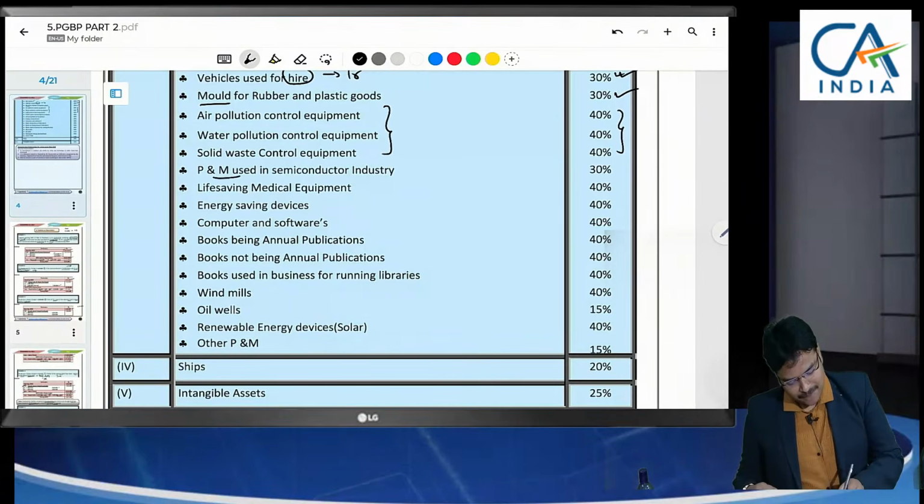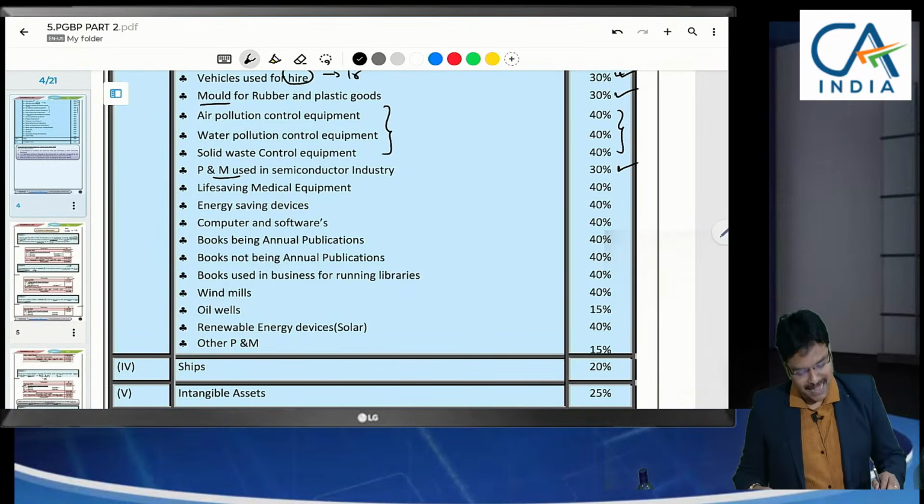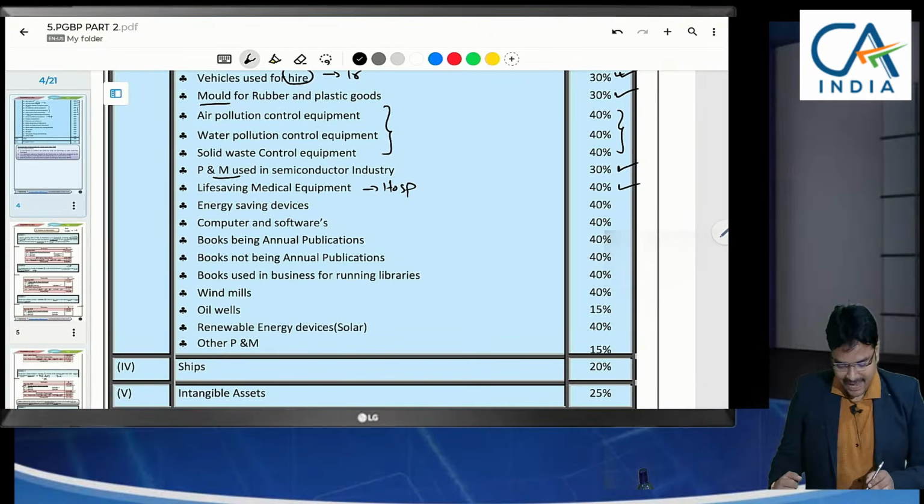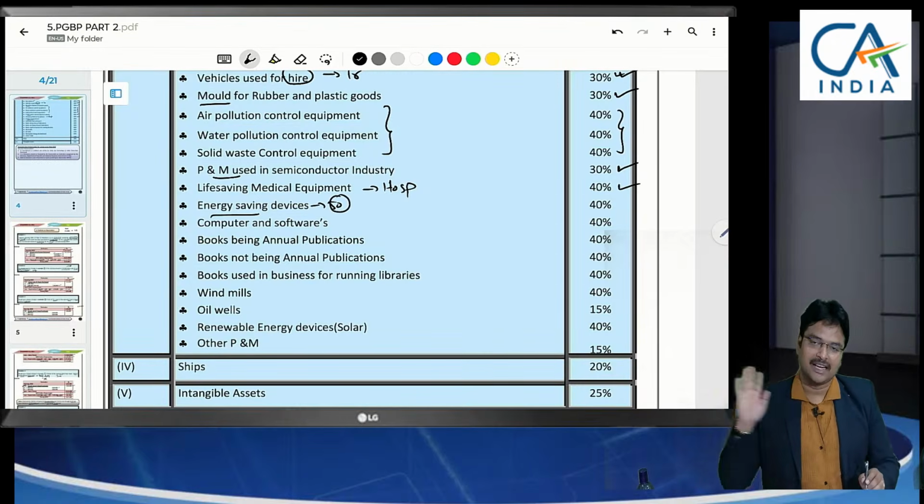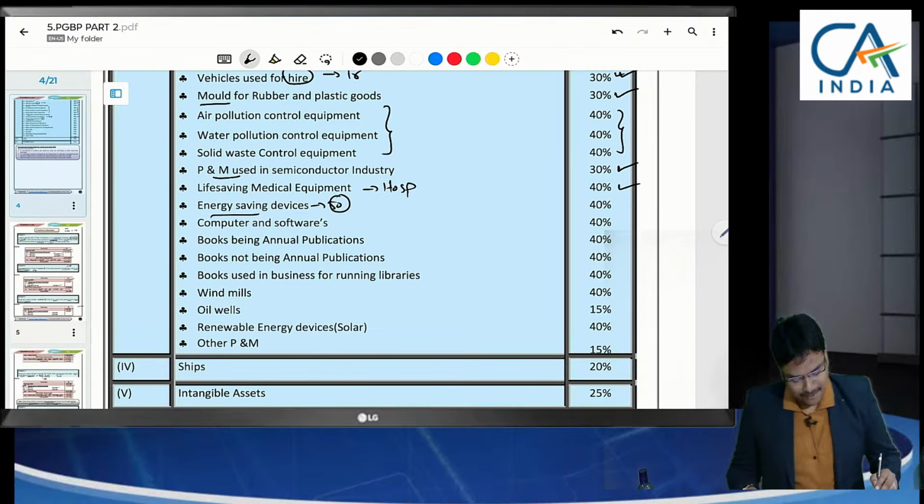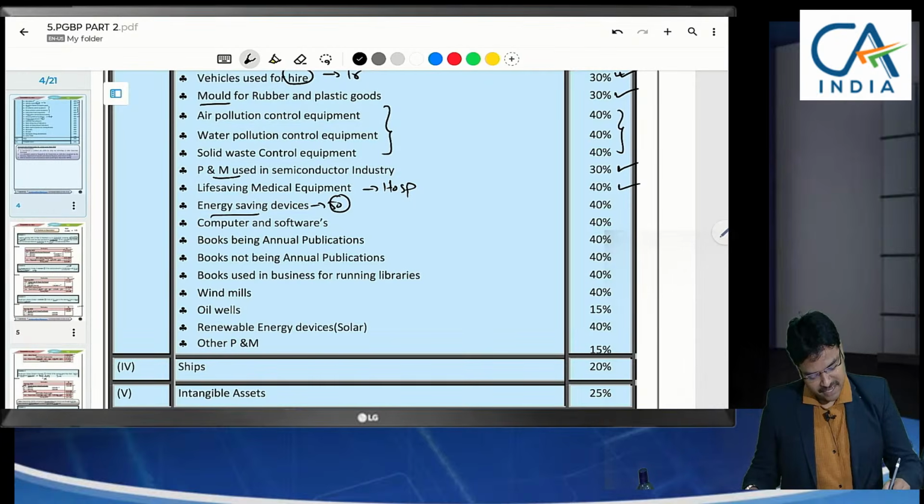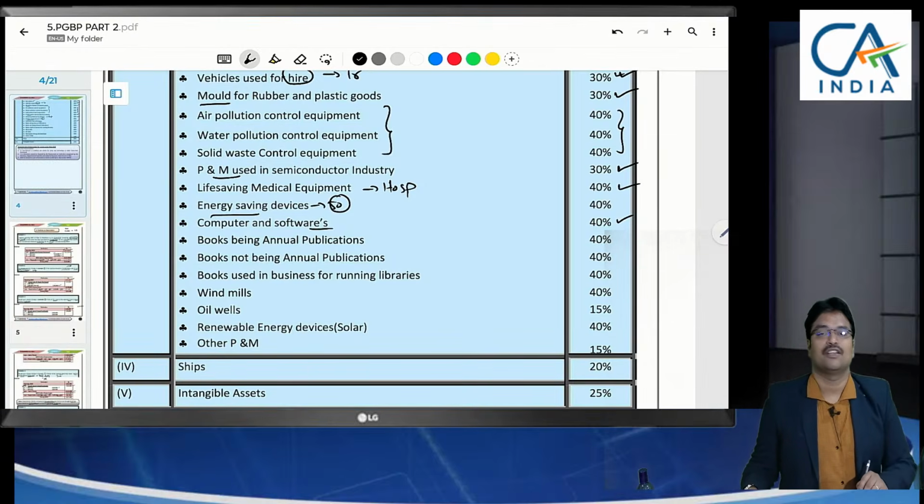Next, plant and machinery used in the semiconductor industry 30%. Cell phone manufacturing, TV manufacturing, semiconductor industries can claim 30% depreciation on plant and machinery. Life saving medical equipment, hospitals can claim 40% depreciation. Energy saving devices, a list of around 50 items was given in the income tax rules. I have just given a summary here. Energy saving devices 40%, computer 40%, computer software 40%.